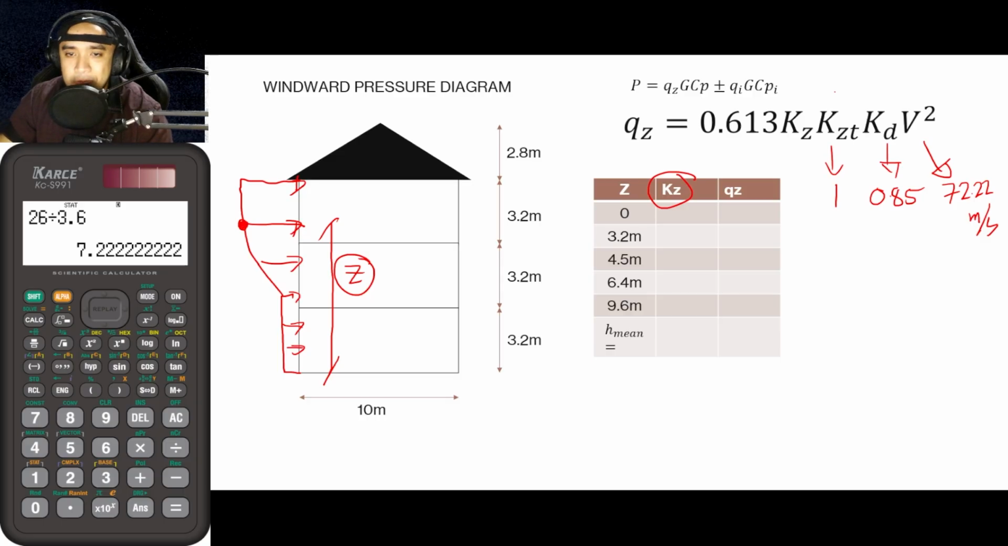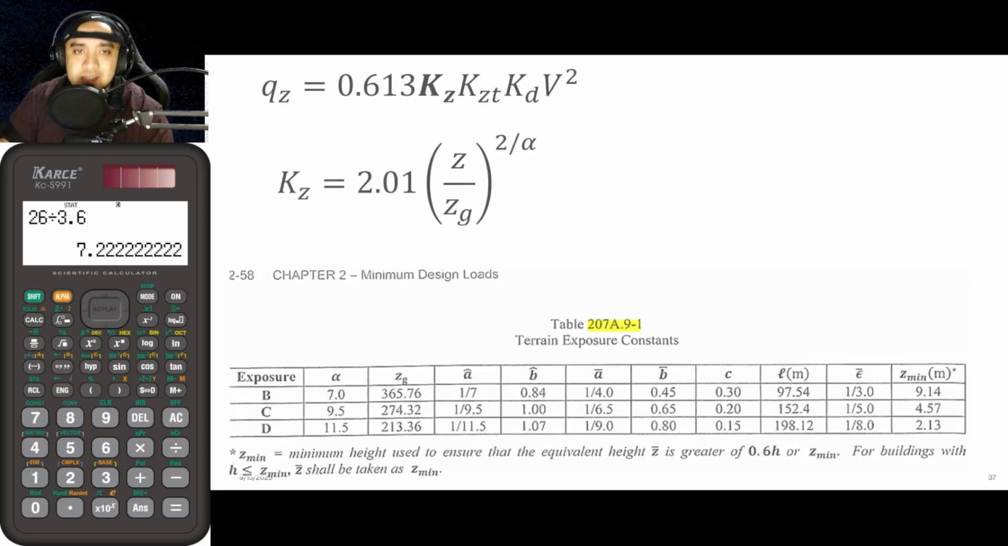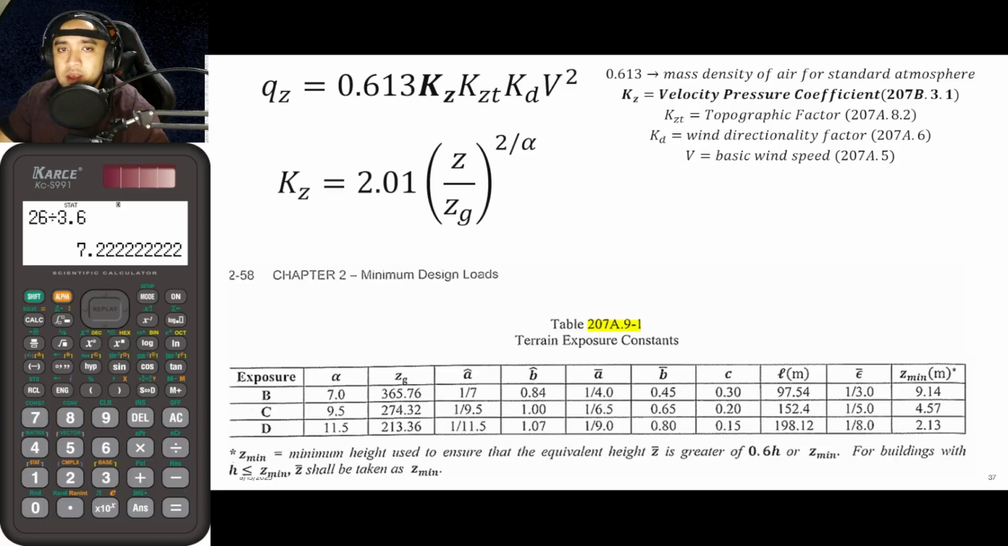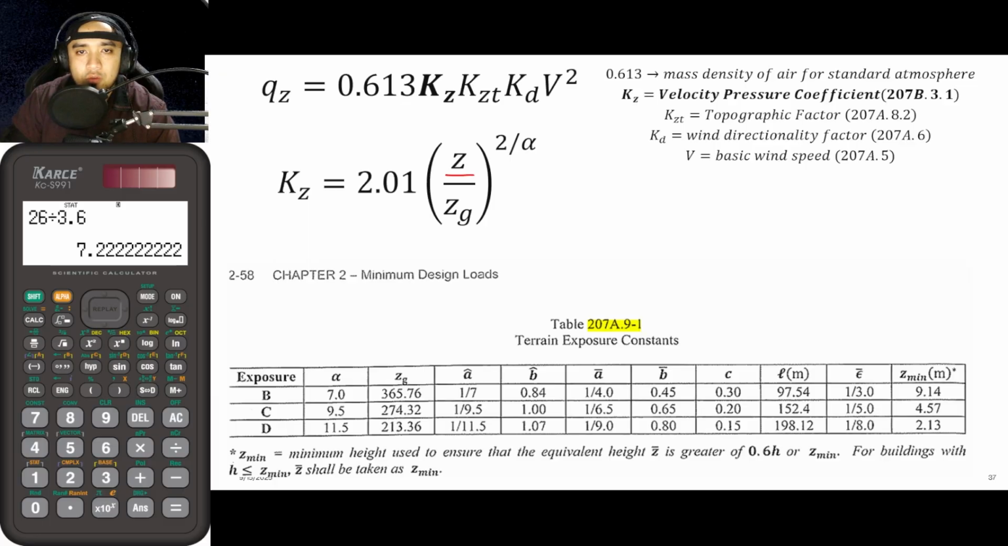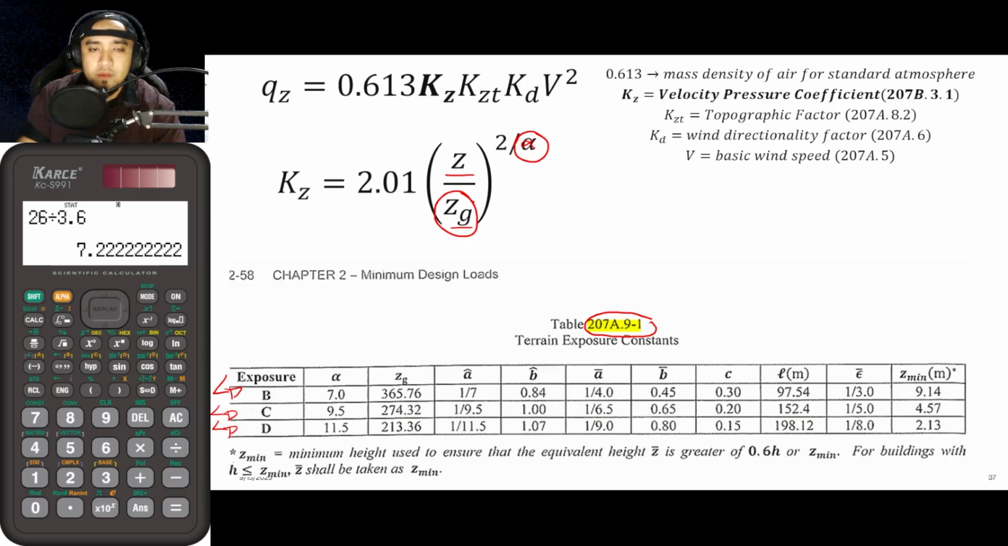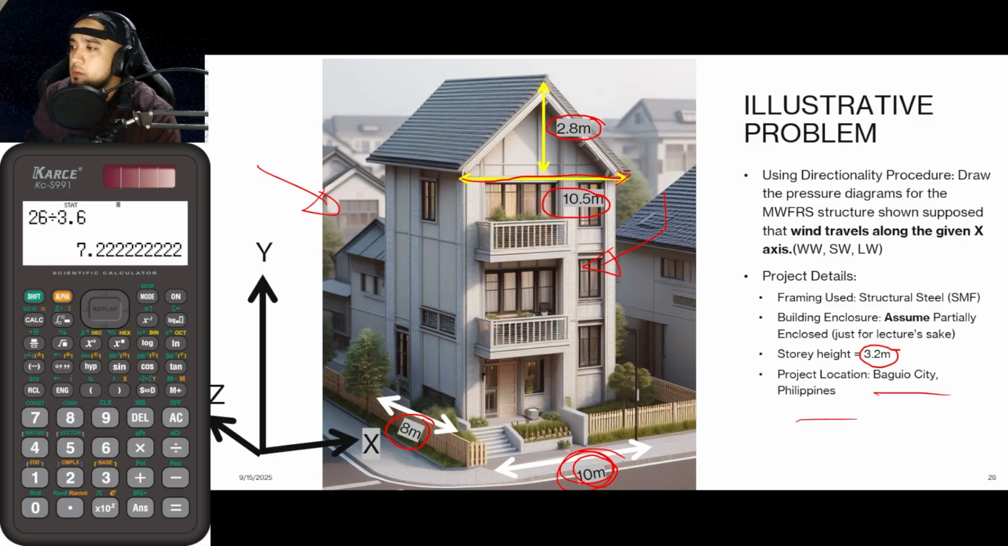Okay, so this is the value for Z that we will be making use of in order to solve for Kz. The value of Kz is given by this equation, where Kz is equal to 2.01 times quantity Z over Zg raised to 2 over alpha. And as you can see here, we have the values Zg and alpha. In order for us to know those, we will be making use of Table 207E.9-1. So it is dependent upon the exposure, okay? This was already discussed in the previous video. The exposure is dependent upon the location of the building.